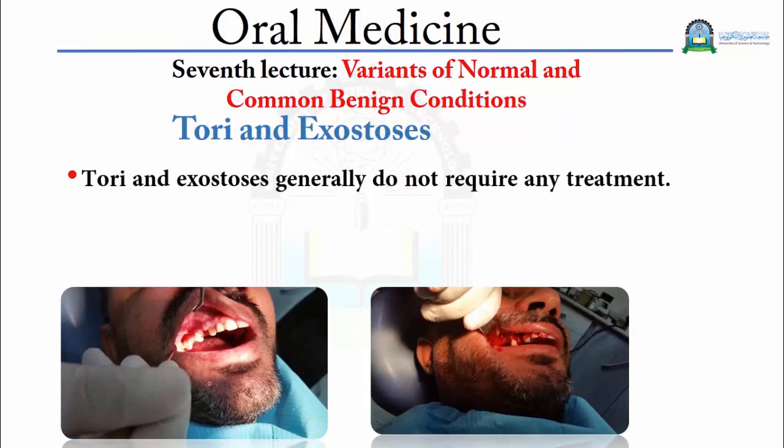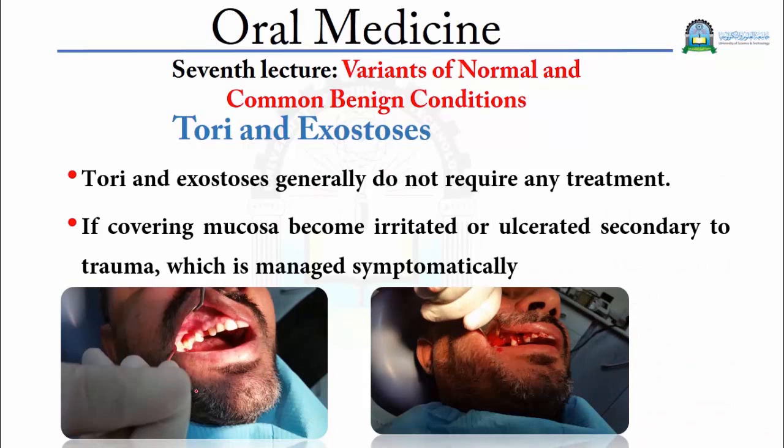The management of tori and exostosis should, in general, not require any treatment, but if there is ulceration of the covering mucosa, which becomes irritated and ulcerated secondary to chronic trauma and also due to thinning of the mucosa over the bony exostosis or bony tori, it should be managed symptomatically. And also the bony exostosis can be treated surgically.